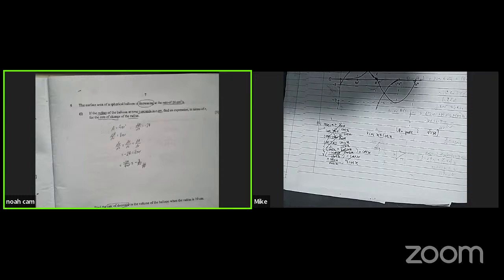Are they asking DVDT or DVDR? DVDR. No, because they ask rate. When they say rate, they mean what? Time. DVDT, but you need DVDR. Yeah. Is that weird? No, right? That's not weird, right? No, it's not.